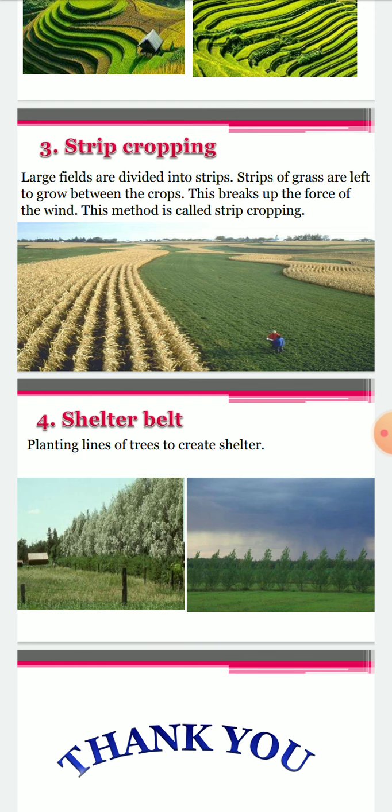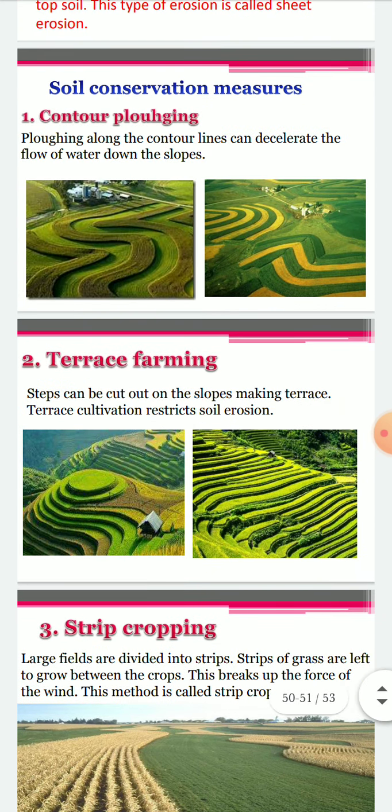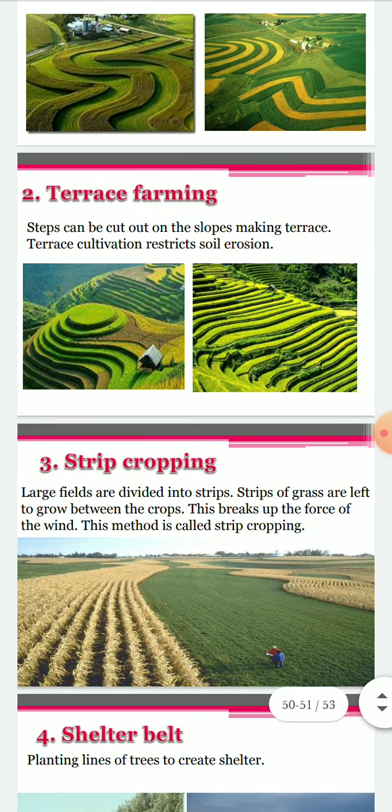So if we look at the following topics, the soil conservation measures, the first was contour ploughing. The contour ploughing is ploughing along the contour lines. It decelerates the flow of the water down the slopes. And terrace farming is basically steps cut out on the slopes making terraces, and terrace cultivation restricts soil erosion.